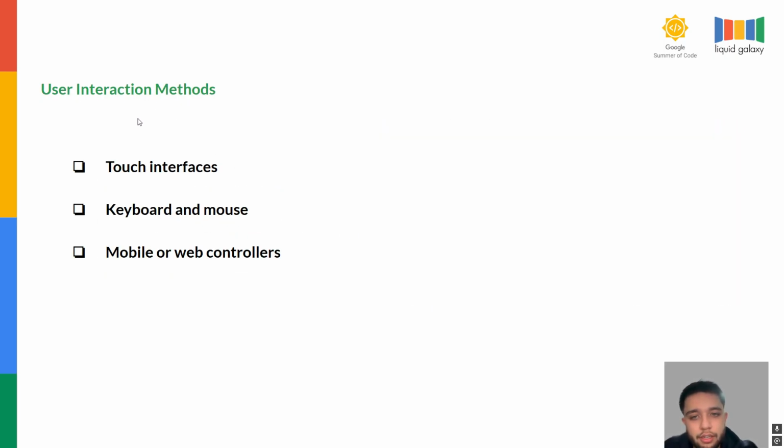So a user can interact with Liquid Galaxy in multiple ways. This includes our mobile application, keyboard, mouse, or touch-based interfaces like the touch-based displays. All of these methods make the system flexible and easy to control.